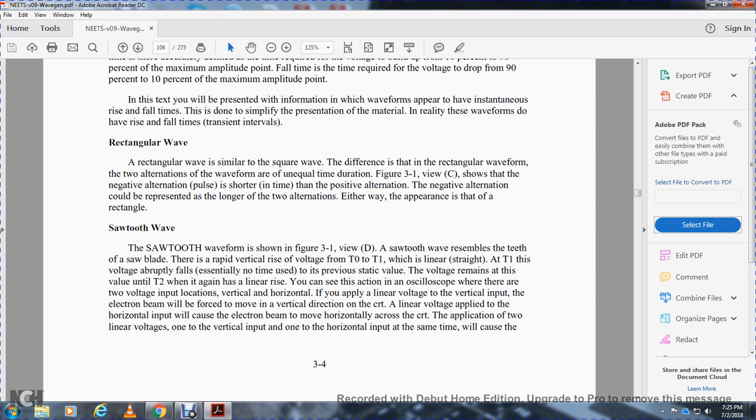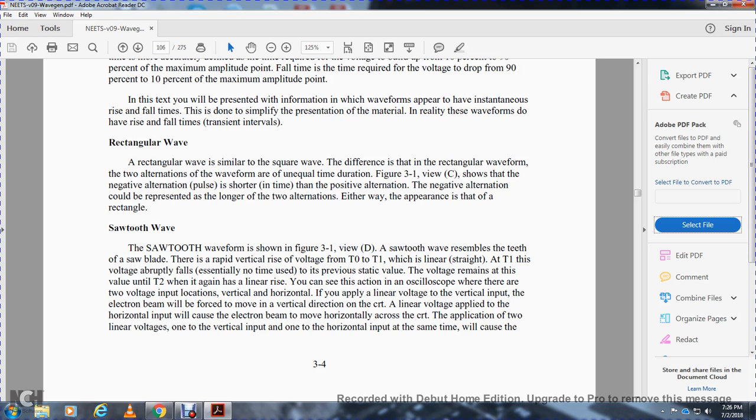The sawtooth waveform is shown in Figure 3.1 View D. A sawtooth wave resembles the teeth of a saw blade. The voltage rises linearly between time 0 and time 1. If the voltage abruptly falls, there is essentially no time, and it keeps the previous value. The voltage remains at that value until time 2, when it again rises linearly. You can see this action on an oscilloscope, where there are two voltage input locations, vertical and horizontal. If you apply the linear voltage to the vertical input, the electron beam will be forced to move in the vertical direction on the CRT.